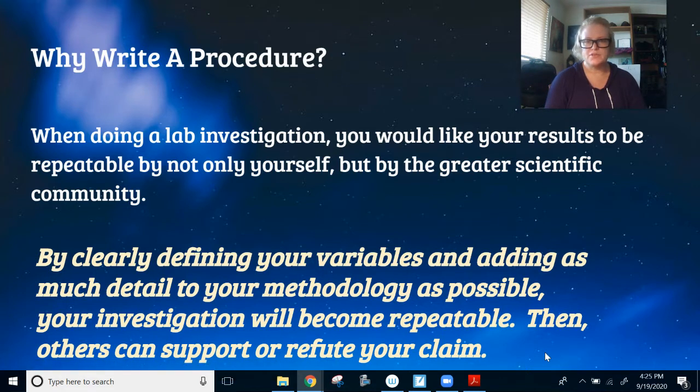A great example of this nowadays is our search to find a vaccine for COVID-19. When one company comes up with a particular recipe for a vaccine by doing a particular lab investigation, that investigation has to be reproducible by other scientists. And it can't be unless that investigation is written clearly with clear controlled, manipulated, and responding variables.